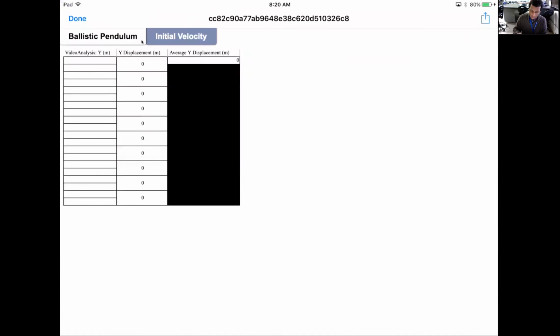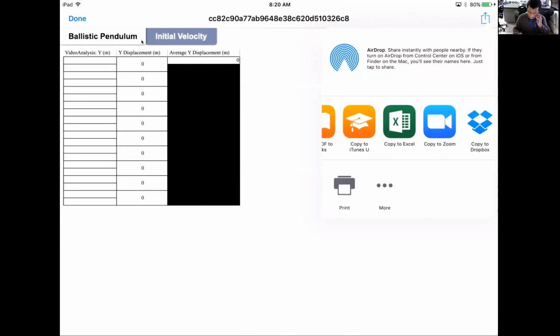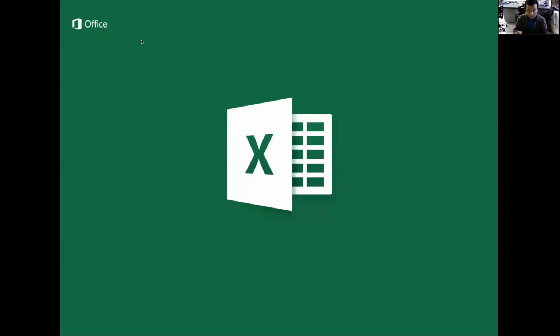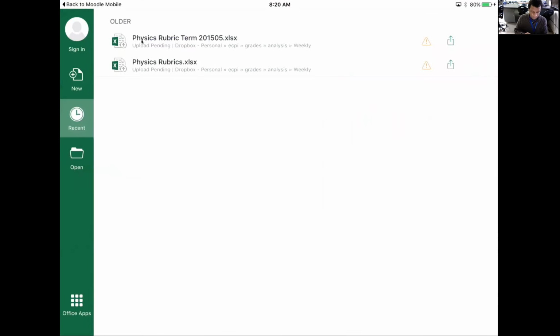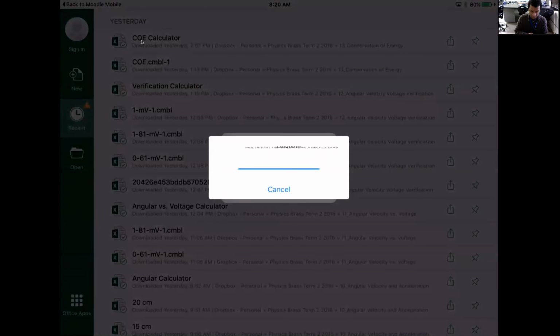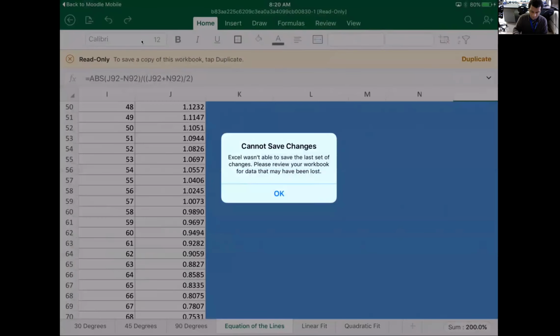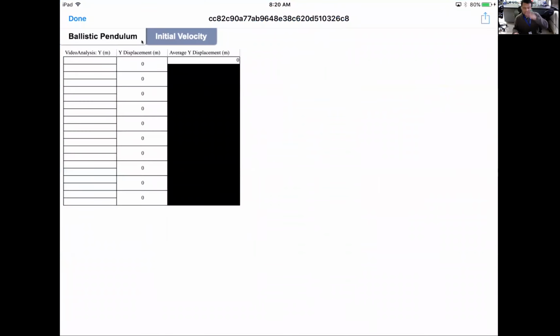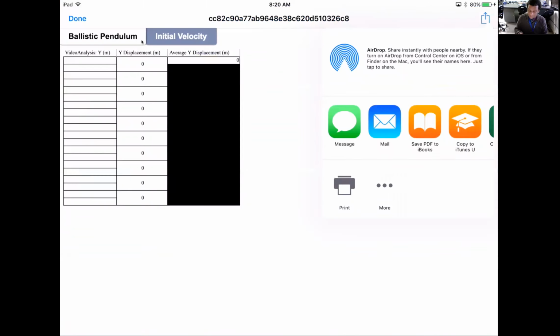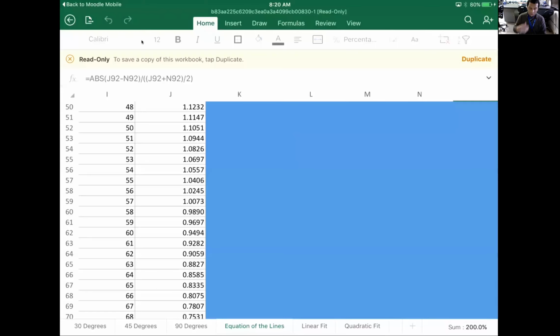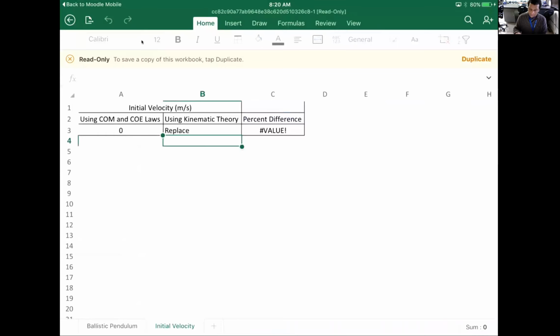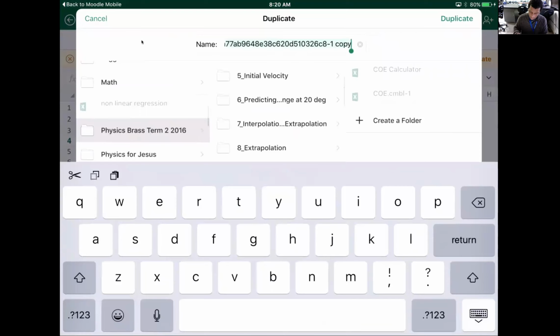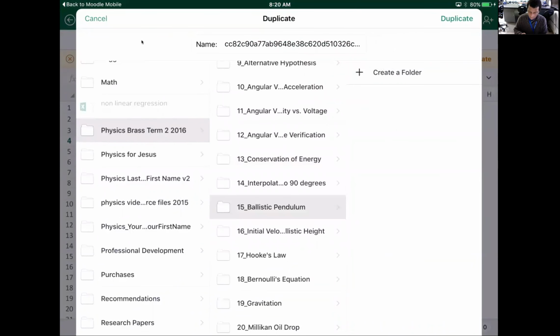So let's go ahead and share this with Microsoft Excel. And then we'll start with our data collection. So I'm just now opening up Microsoft Excel. It was open earlier, but I closed it. So it's going to open up well here, and let's make sure that we put this into the right folder. We're in the ballistic pendulum.